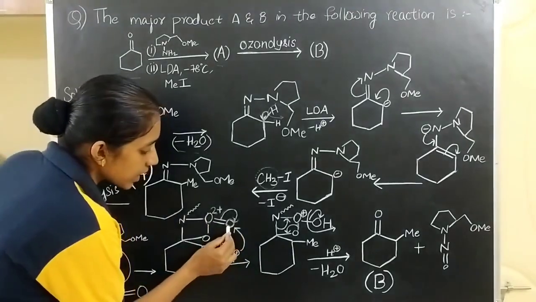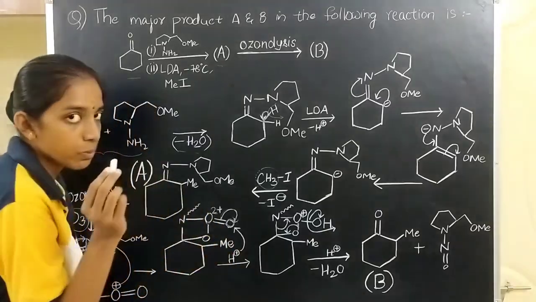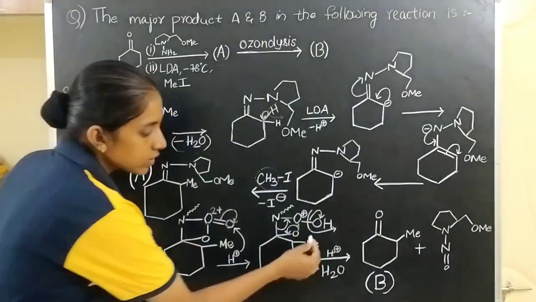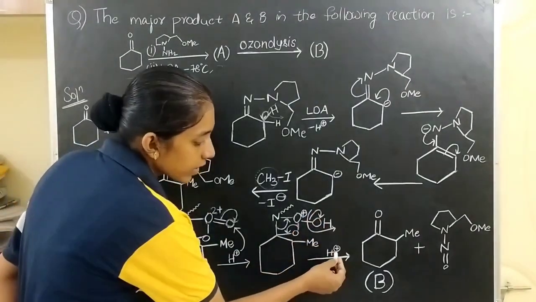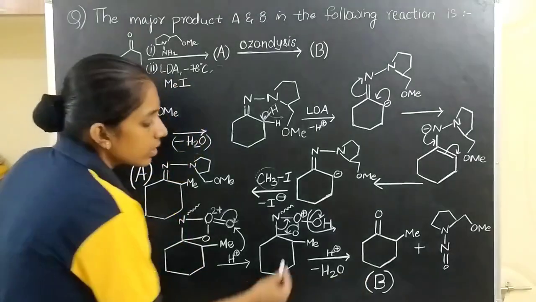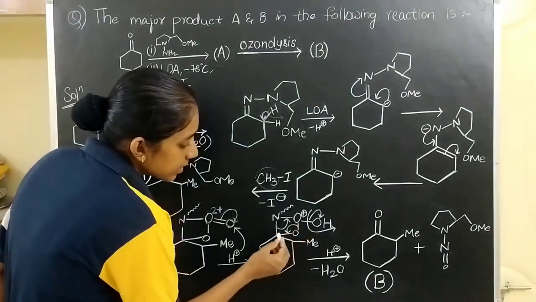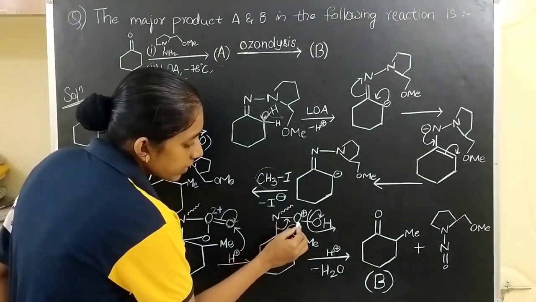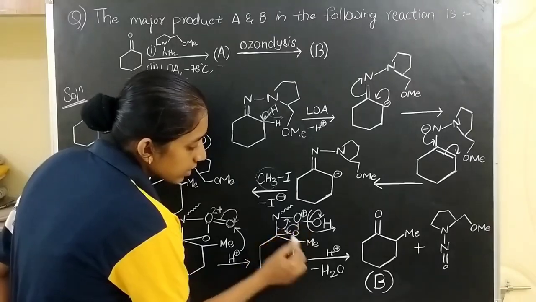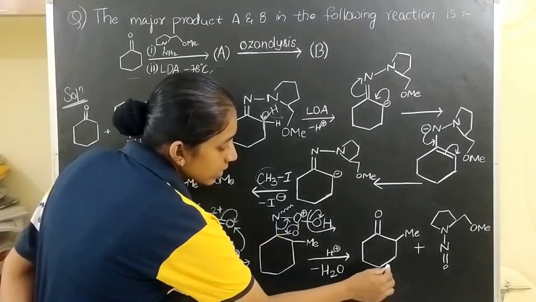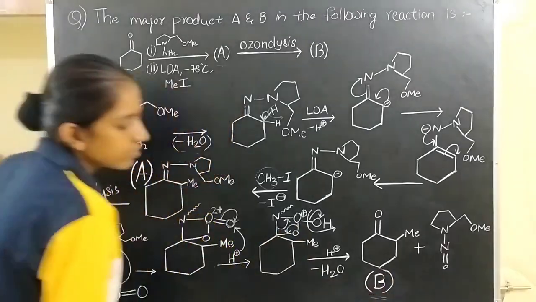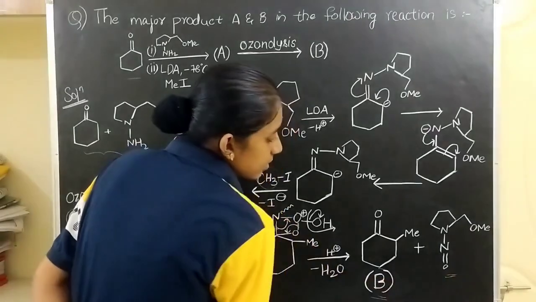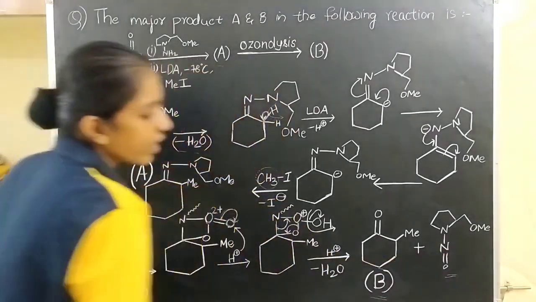Now to this negatively charged oxygen, we will be adding one proton and we will get a hydroxy group here. This hydroxy group is eliminated in the presence of H+ as a water molecule. And now what happens here? The bond between carbon and nitrogen is shifted here. The bond between these two oxygens is shifted here, giving us the ketone, that is product B. And this product is eliminated. This is a byproduct. This is our final product B.